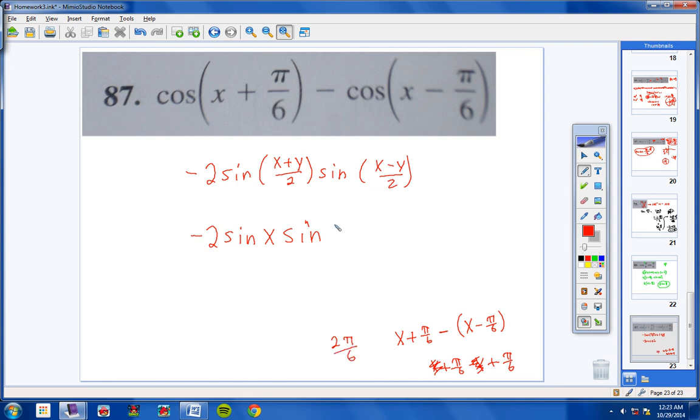So you have sine of pi over 3 all over what? 2 over 1. Now, take your 2 over 1, flip it, multiply it times the top, and you would get pi over 6. Like this. There we go. And that is your final answer.